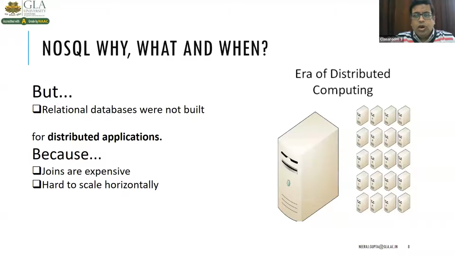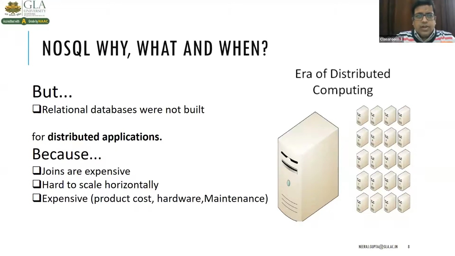As you know, how is a table scaled? A table is scaled only vertically, right? Is this clear? Vertically means we can store more data in it. That is vertically scalable only. But nowadays the requirement for scaling is very high. So the relational database system is not horizontally scalable.